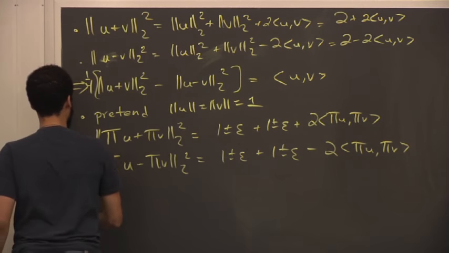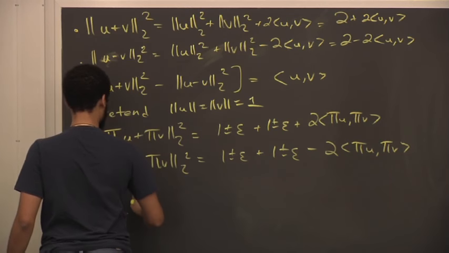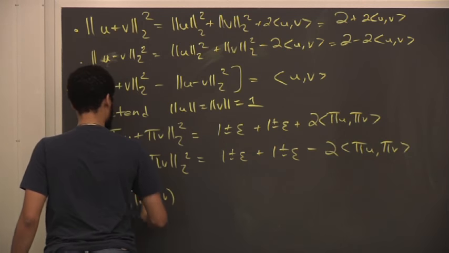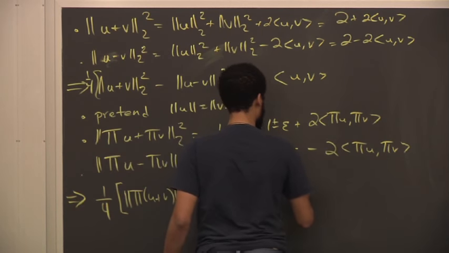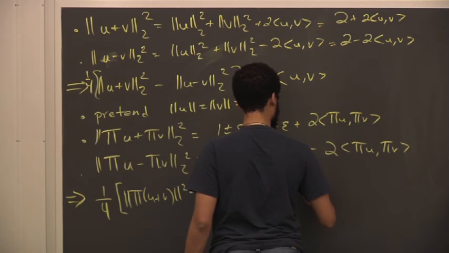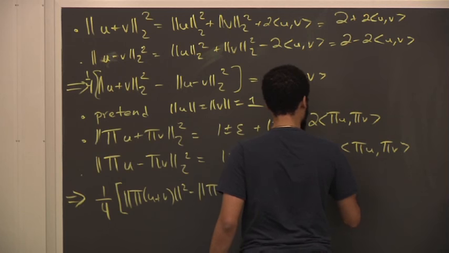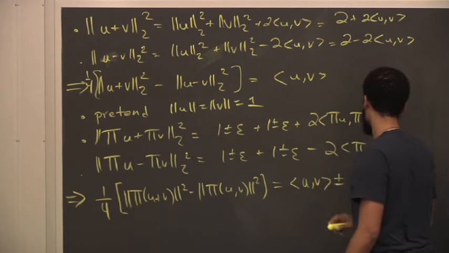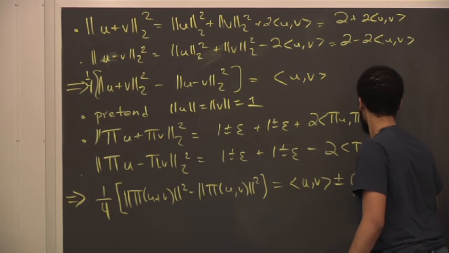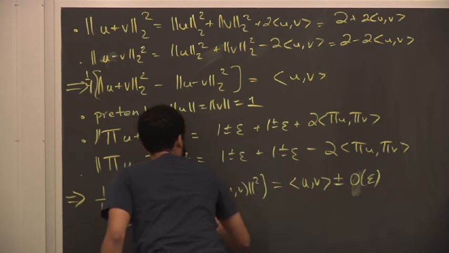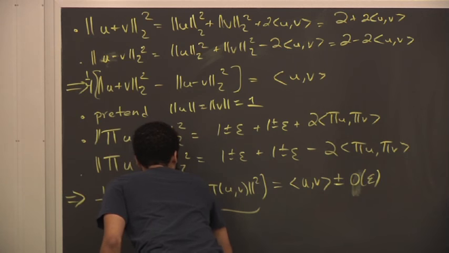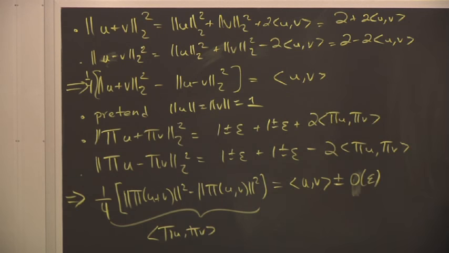Which implies that a quarter of pi(u + v) squared minus pi(u − v) squared is equal to u·v plus or minus epsilon, or plus or minus O of epsilon. This right here is pi u·pi v. Okay.